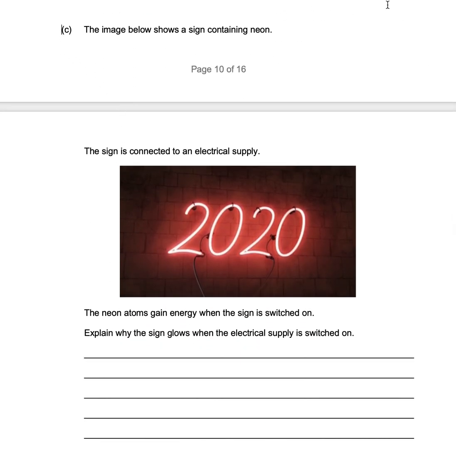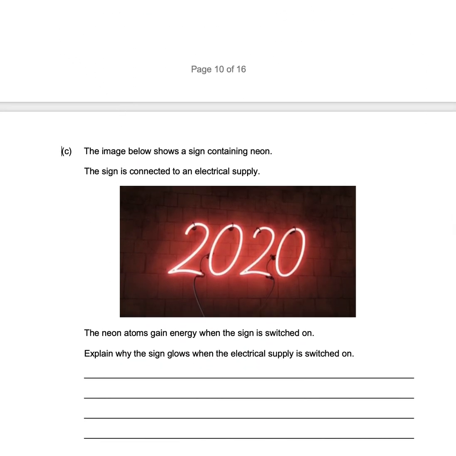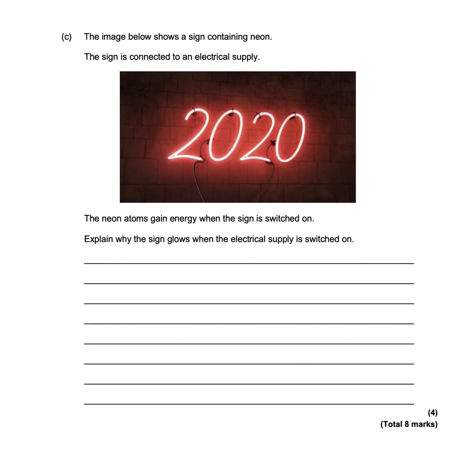Okay, we now have the image below shows a sign containing neon connected to an electrical supply. The neon atoms gain energy when the sign is switched on. Explain why the sign glows when the electrical supply is switched on. So this is a question about electron energy levels. This is the main application. If a question's about that, it's either going to be about something glowing or it's going to be mentioning the word electron levels and giving you a diagram of them.